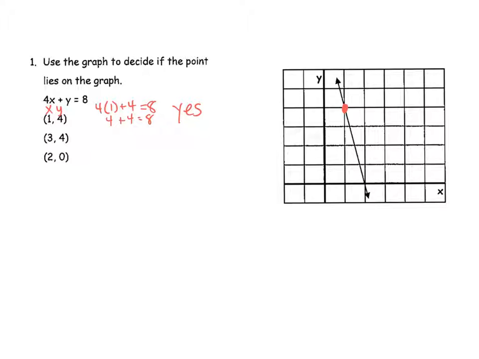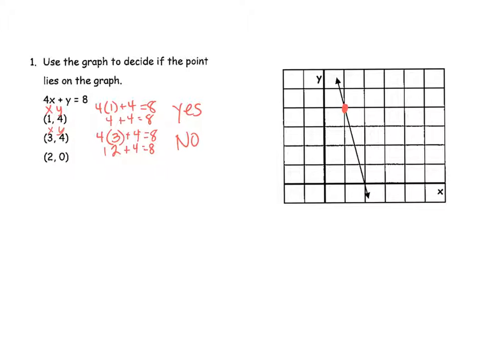Do the next one. 3, 4. Plug it in to the same equation. 4x, instead of x, put a 3. Plus y. What's my y? 4 equals 8. Twelve plus 4 equals 8. Yes or no? Does 12 plus 4 equal 8? No. Let's graph it to verify our no.